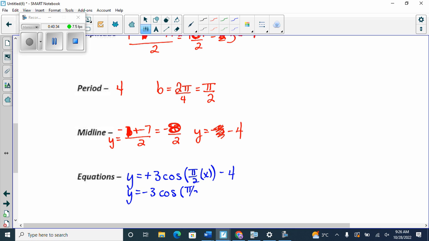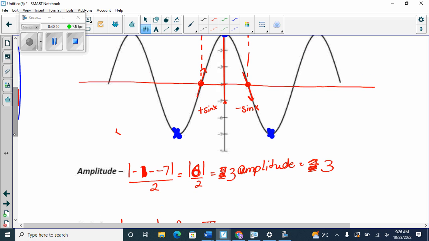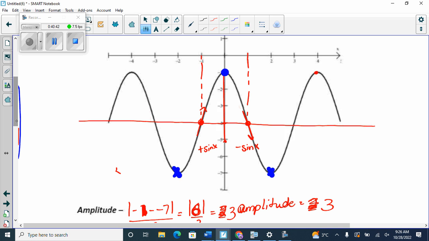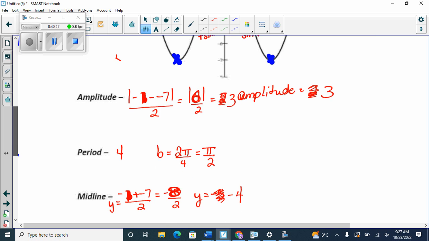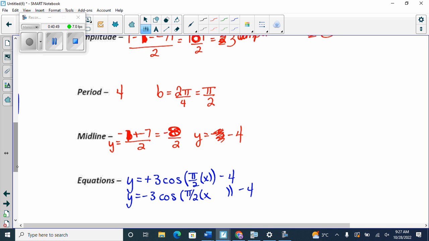The only thing that changes is my shift. And my shift for negative cos is where the mins are. And they're at negative 2 or positive 2. So I'm going to go minus 2. If you put plus 2, you'd be right.